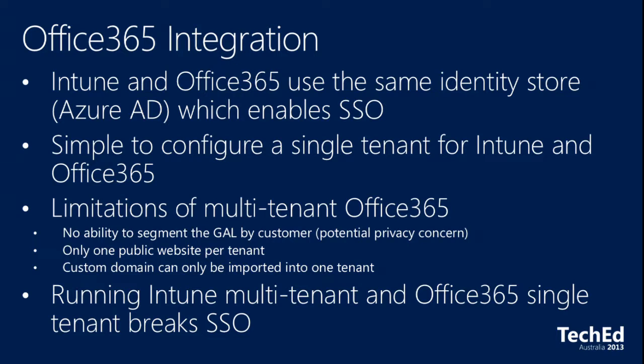The other limitation that it can be challenging is you can only have one public website per Office 365 tenant. Okay? So you can import multiple domains, but you can only have one public website. So if two companies both want their public website on Office 365, they have to have their own tenant. Okay? And unfortunately, you can't even pay for an extra website. It's just not allowed. It's a limitation. Okay? And again, I mentioned custom domain can only be imported into one tenant. We talked about that. Right? So if you're running Office 365 in one tenant and you're running Intune in another tenant, you won't have single sign-on between them. You'll have separate credentials.